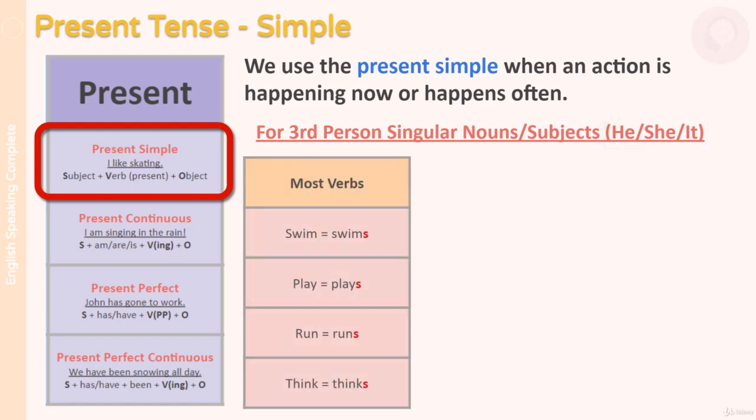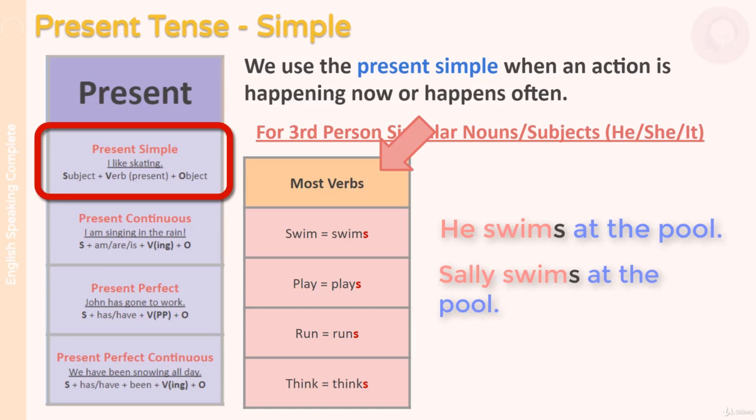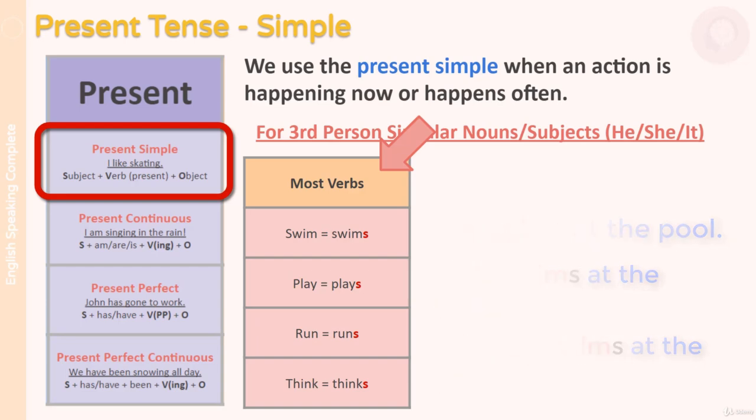Okay, so here we have most verbs, most of the time, just adding an S. So with the subject being third person singular, swim would become swims. He swims at the pool. Sally swims at the pool. The dog swims at the pool. So there we've gone through he, she, and it. The dog, it, living thing. And we need to add this S to the verb. So play would become plays. Run would become runs. Think would become thinks.